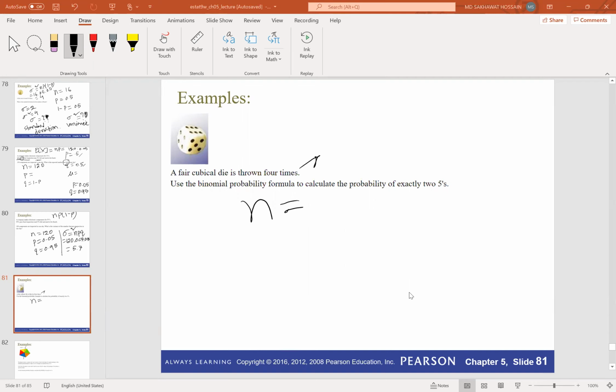Yeah, if you understand this problem, then I think you will be able to solve most of the problems related to binomial distribution if you understand this one.